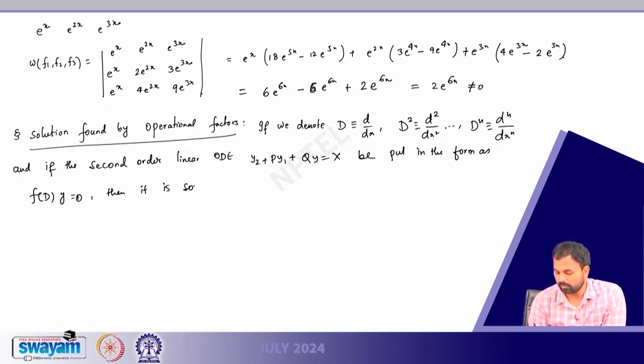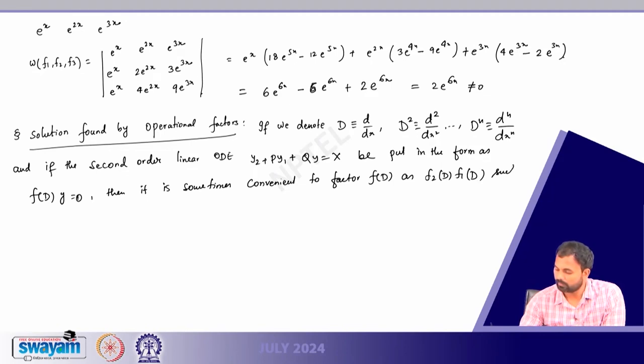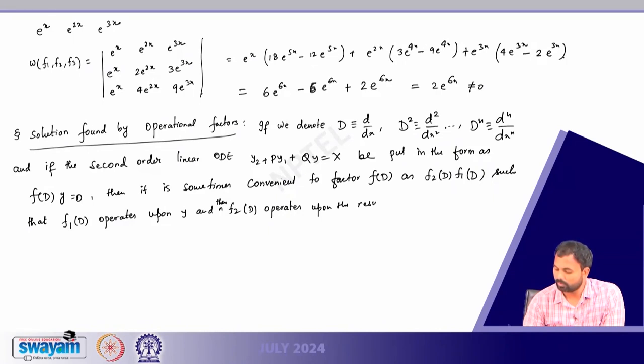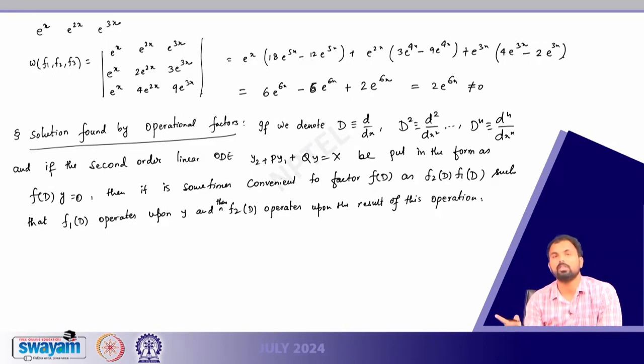it is sometimes convenient to factor f(D) as f2(D) into f1(D) such that f1(D) operates upon y and then f2(D) operates upon the result of this operation. So, whatever we got after operating f1(D), we will operate f2(D) on that one, right.